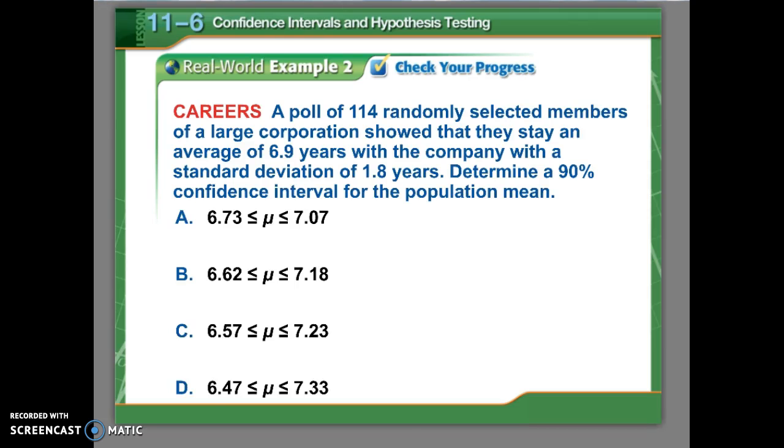Okay, here's check your progress. For example 2, this time you're looking at 90% confidence. That means there's going to be 10% outside of your interval and 5% in each tail. So go ahead and pause the video and work this one out. When you have your answer, go on to the next slide.